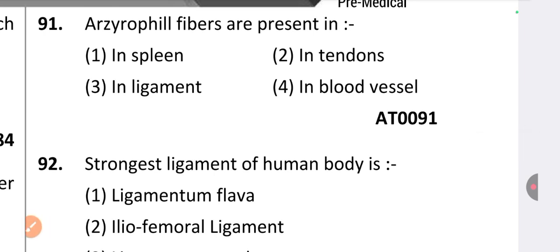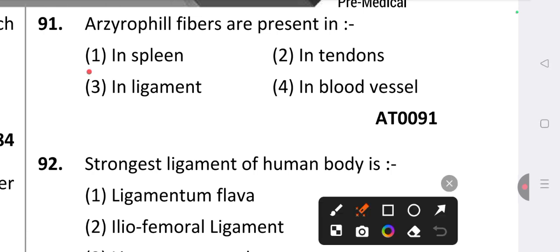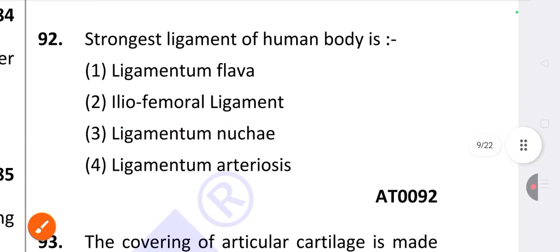argyrophil fibers are present in. So these fibers, in which are they present? It is present in the spleen. It is not given in the NCERT. It is out of NCERT.